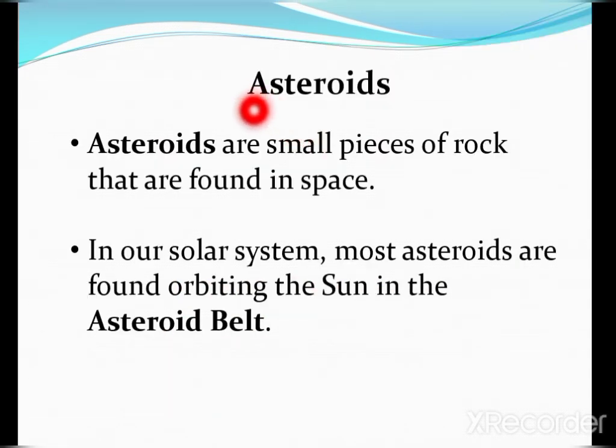First, we are going to see about asteroids. Asteroids are small pieces of rock that are found in space. In our solar system, most asteroids are found orbiting the sun in the asteroid belt.